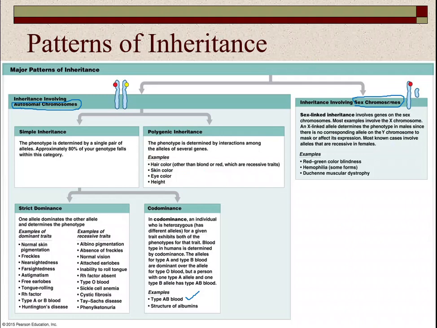And then we also have the sex chromosomes. Now, inheritance patterns associated with the sex chromosomes, we call this sex-linked inheritance. So these traits or disorders or characteristics are associated with either the X chromosome or the Y chromosome. And examples of these are color blindness, the red-green color blindness, hemophilia, and the Duchenne's muscular dystrophy.